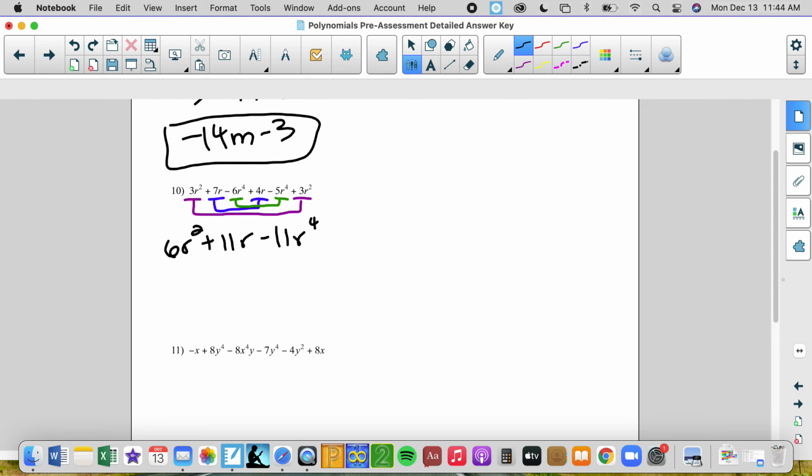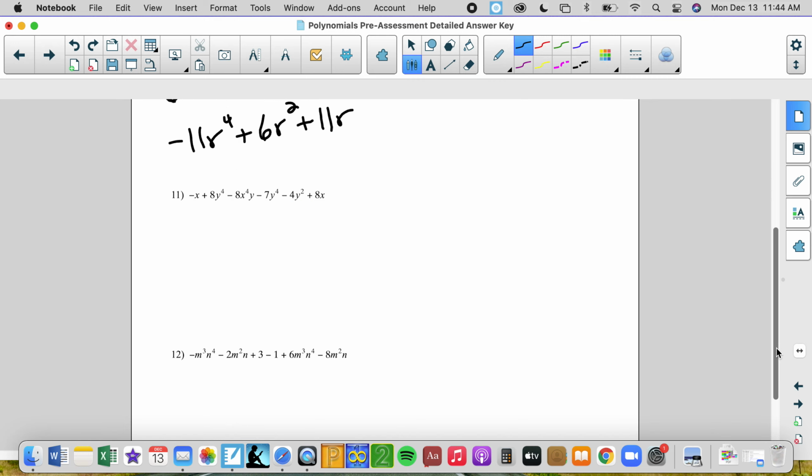So we're going to do the variable alphabetical order. We only have one variable, r. So r to the fourth is going to come before 6r squared, which is going to come before 11r. R to the fourth, r to the second, r to the first. Descending order based upon its variable. Let's make sure I transferred that. That's good. That would be our answer.